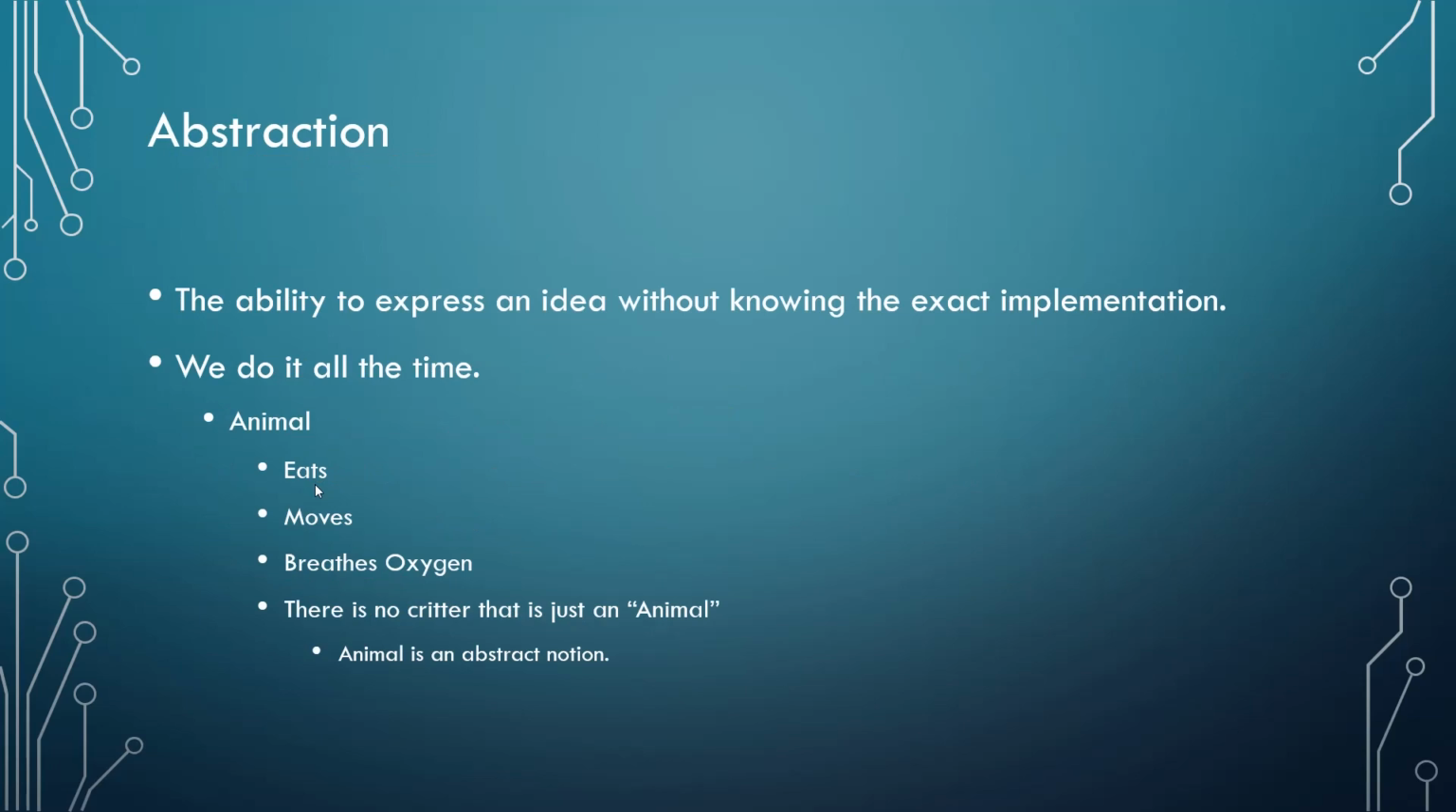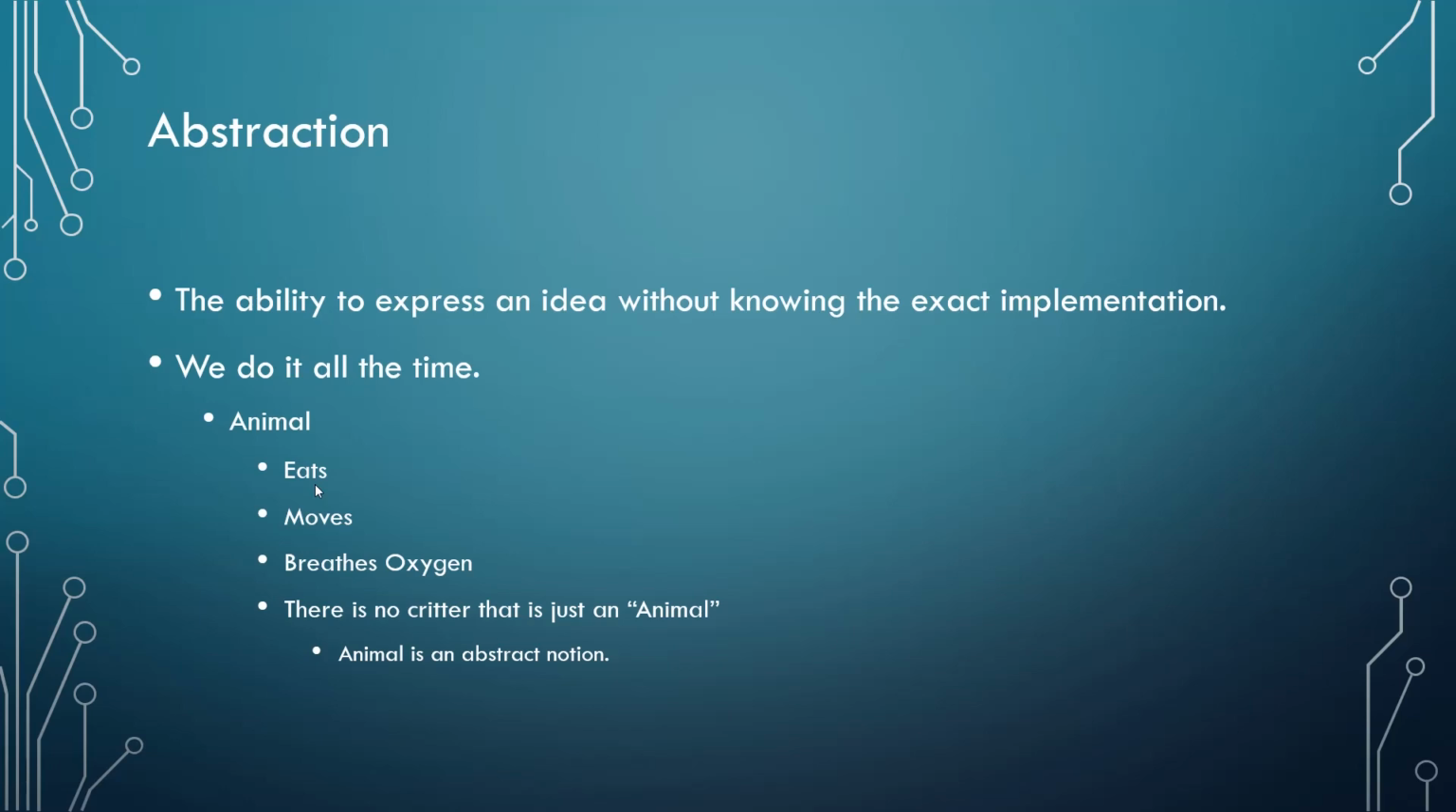Abstraction, the ability to express an idea without knowing the exact implementation. If you remember, object-oriented at the top is general. So at the top of the hierarchy, you're thinking generally about a problem. As you get more and more specific, you're thinking about more and more specific behaviors. So we think in abstractions all the time. For example, an animal. An animal eats, it moves, it breathes oxygen. But these are abstract ideas. There's no critter that is just an animal. So animal is an abstract notion.